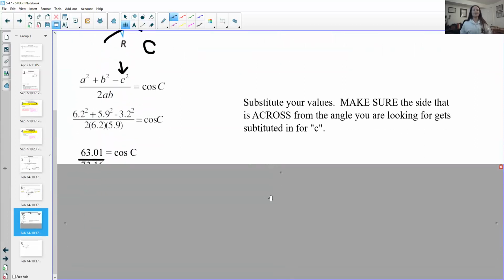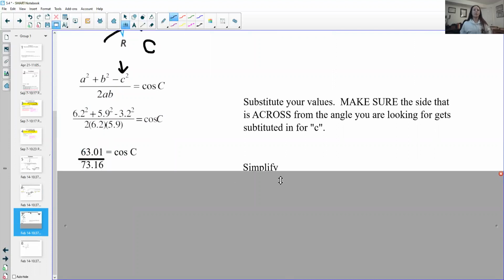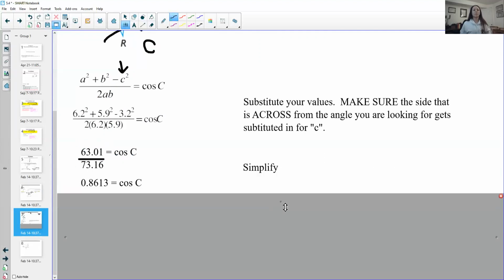Okay, so let's go up so you can see a little better. When you plug these into your calculator, you should get about 63. The denominator, I got around 73. Continue to simplify this left-hand side, and we should be here. Now, this line should start to look familiar. You have to figure out what your C value is, what your angle is.